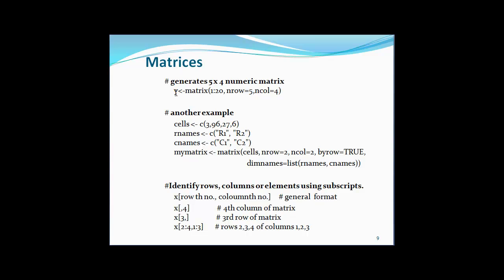The first method: y, my matrix name, is equal to matrix, and in the bracket the vector. In place of the vector I am writing one colon 20, so 20 elements, 1 2 3 4 5 till 20. Now the second argument is nrow, that is the number of rows. Here I am having the number of rows equal to 5.